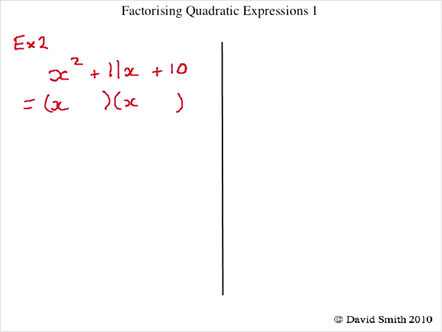Right. So I'm looking for two numbers that multiply to plus 10 and add together to give plus 11. Now you might spot this fairly quickly. Once you've found the correct pair, there's no need to go any further. But I'll just show you all the different pairs that it could be.